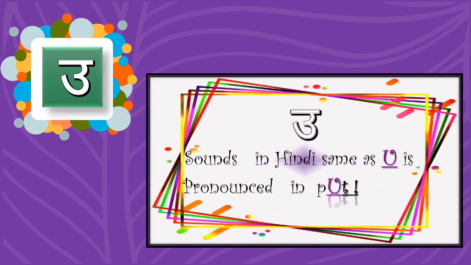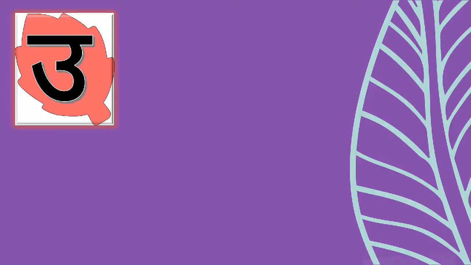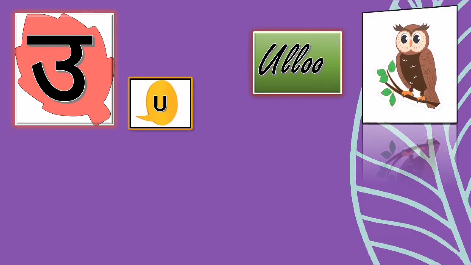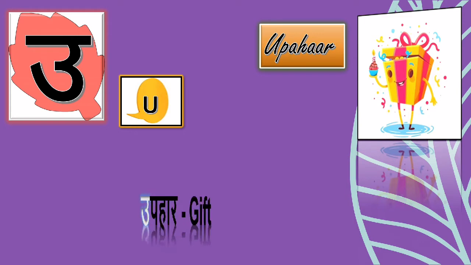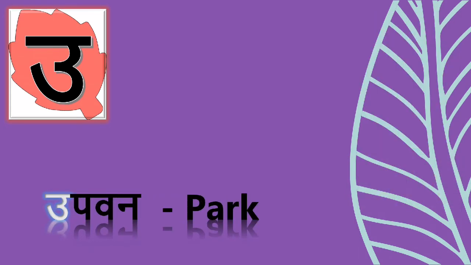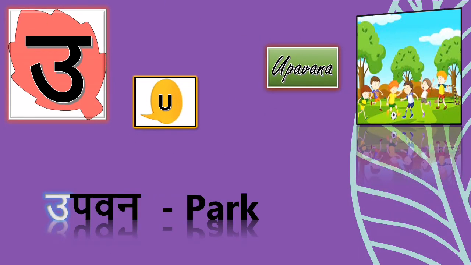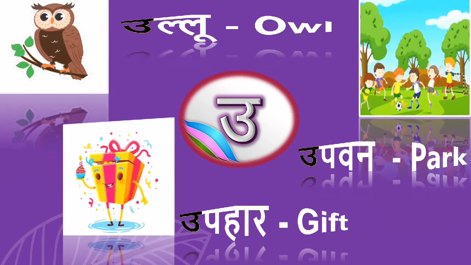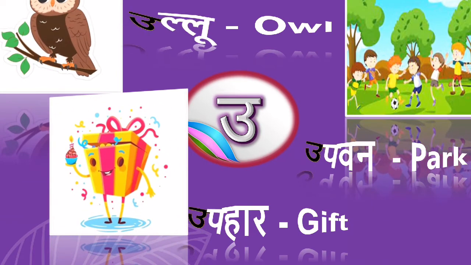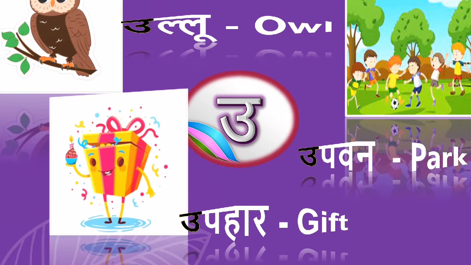U. The sound of U is the same as in put. Let us learn now. U say ullu, which means owl. U say upahar, which means gift. U say upvan, which means park. Now let us revise. U say ullu, U say upahar, U say upvan.